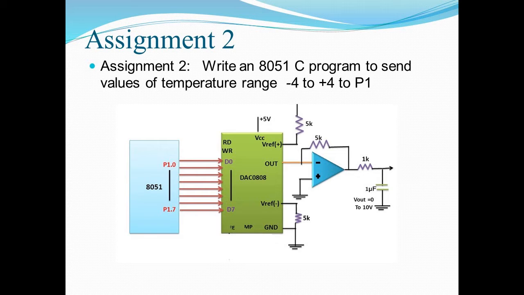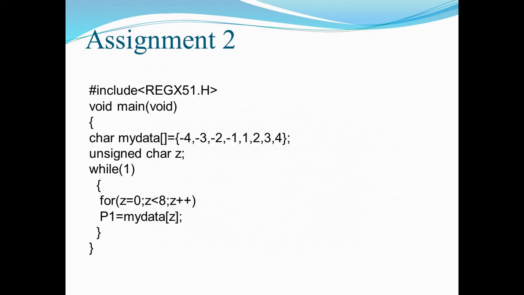As an application, you can imagine a system in which the output of an 8051 microcontroller is connected to a digital to analog converter. When you send continuous values from -4 to +4, what is expected is that you will get a triangle. Now let us look at the program.